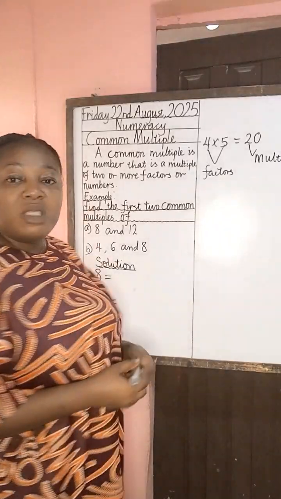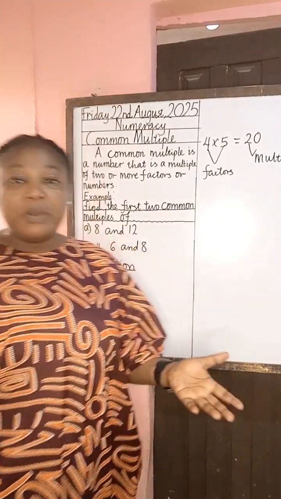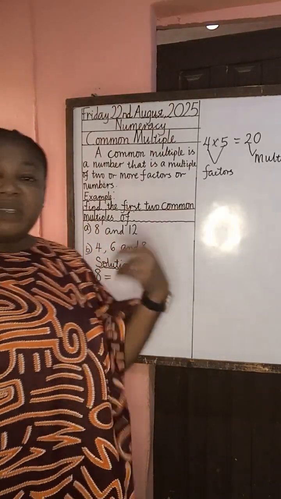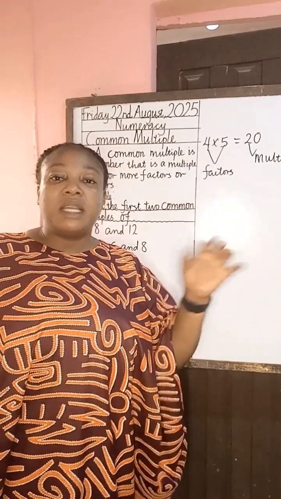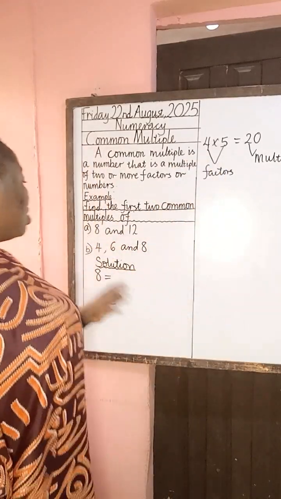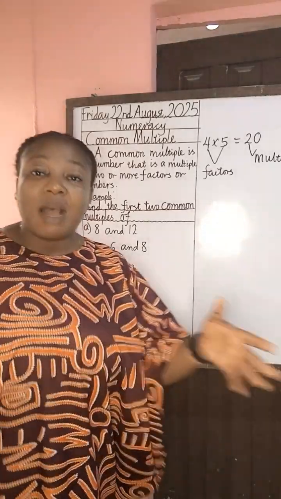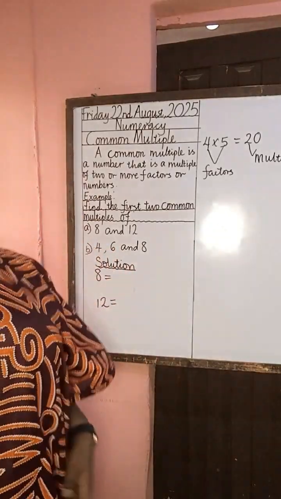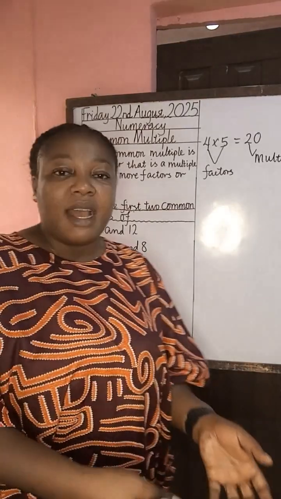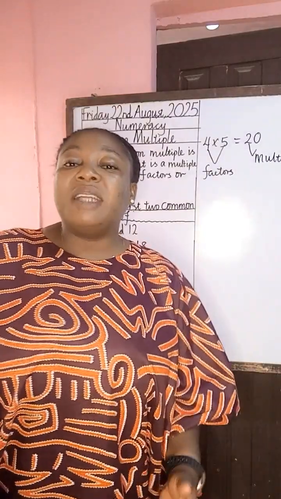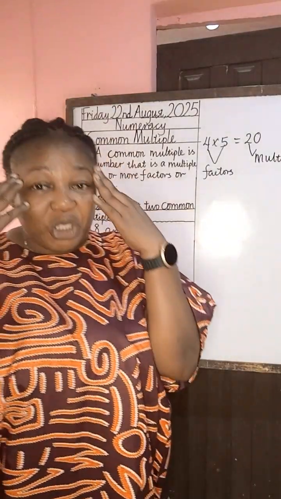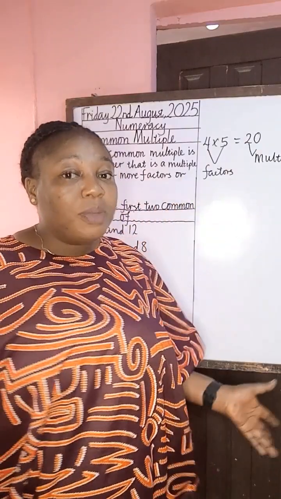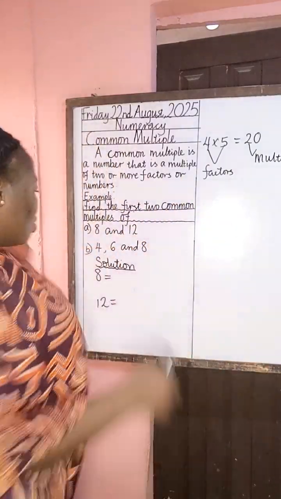Now don't forget that multiples is talking about the multiplication table. If you are very conversant and you know your multiplication table, you don't need to start saying 8 times 1, 8 times 2. You just need to count in groups of 8. As you are counting and writing, by the time you have the first 2 for both, you just write it. So let's go for 8.